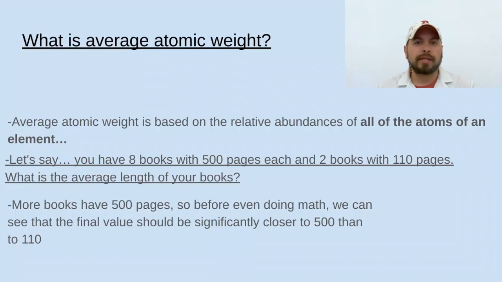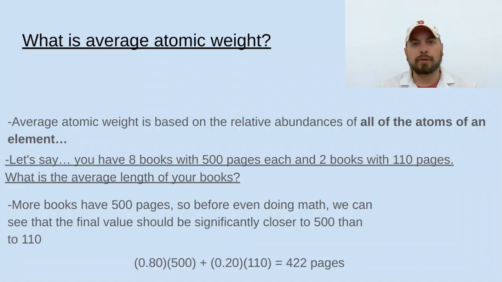What we can do is take the number of pages and multiply by the proportion of books that are 500 pages, 8 out of 10, or 0.8. We then add that to the 110 pages times the proportion of books that are 110 pages, 0.2. So 500 times 0.8 plus 110 times 0.2 gives us a weighted average of 422 pages. So again, logically, we knew that the average was going to be closer to 500 than 110, and the data here shows that.